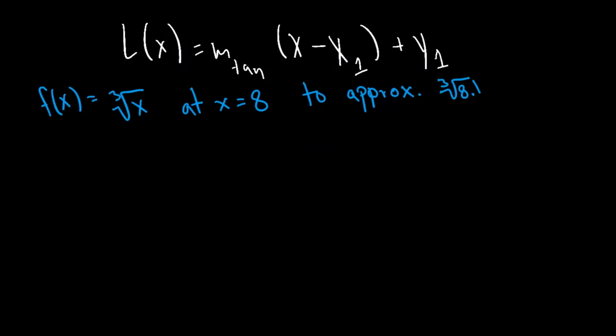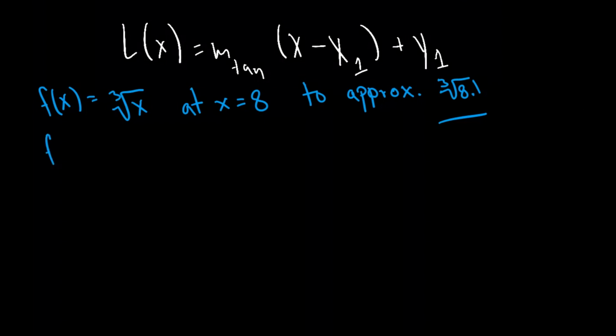In this example, the first thing we want to do is find the tangent line using a close approximation to this value. We're given f of x, the cube root of x, at x equals 8, to approximate the cube root of 8.1. So the first thing we want to do is find the tangent line. To find the tangent line, we're going to have to find the derivative of f of x.